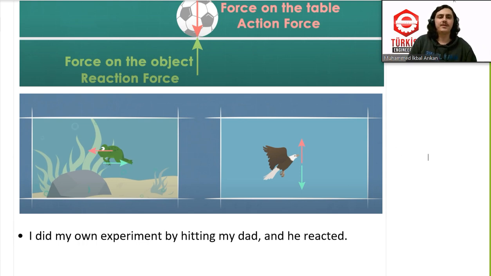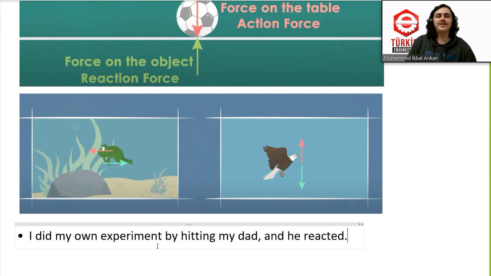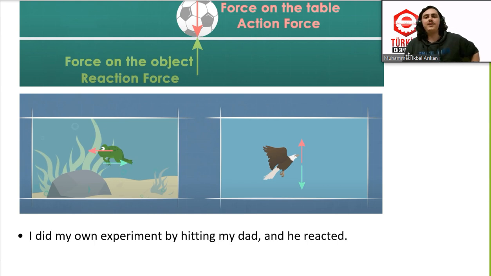Okay, so this is one of the comments of the students. Actually, they know how to come up with good sentences. He did his own experiment by hitting his dad, and he reacted. So any action will have an opposite and equal reaction. Actually, I think the reaction force of his dad was bigger. So now we finished all the laws of motion: the first law, the second law and the third law.